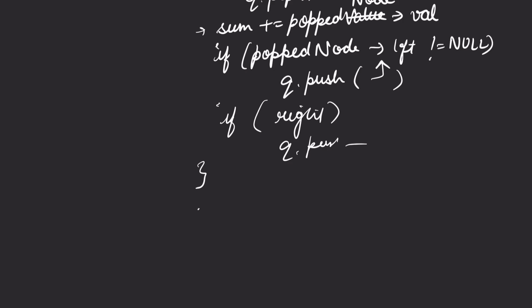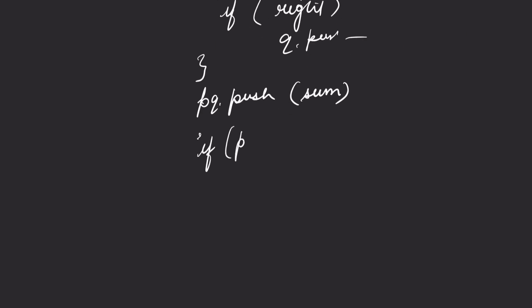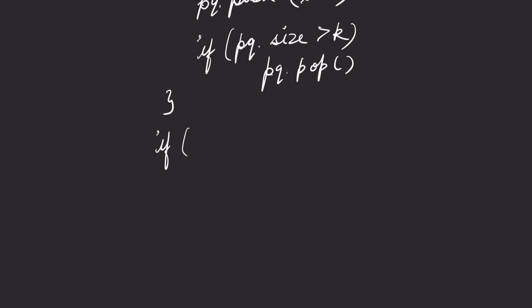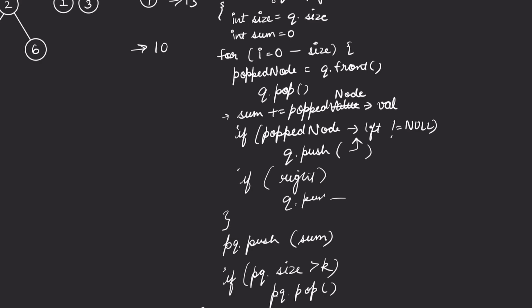So inside our min heap, let's suppose PQ, we will push the sum, right? After pushing the sum, we need to check if our min heap's size has become greater than k. If it is, then we need to pop one element out of it, right? And at the end, you can simply check if your PQ's size is less than k, then that means there were fewer than k levels. So you will return -1. Otherwise, you can return PQ's top. So this is the approach that we are going to follow.